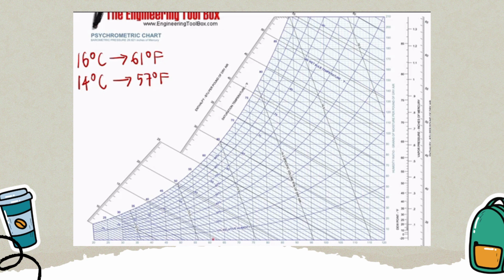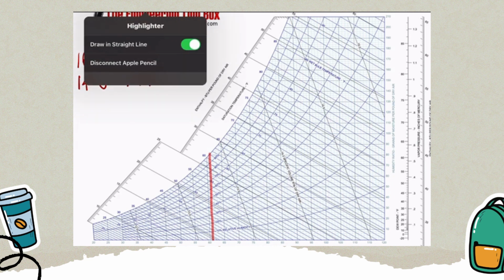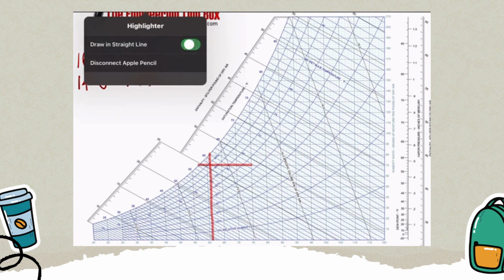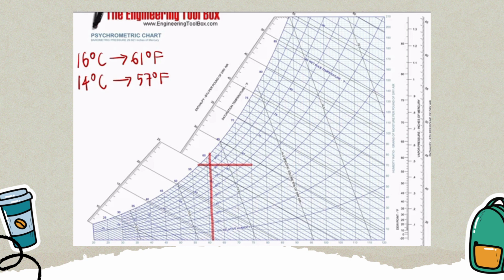So next, you must draw a vertical line at the dry bulb temperature of 61 degrees Fahrenheit and draw the wet bulb temperature of 57 degrees Fahrenheit, which is an inclined line. Then you will see an intersection point. So from the chart you can see the relative humidity is at 18%.